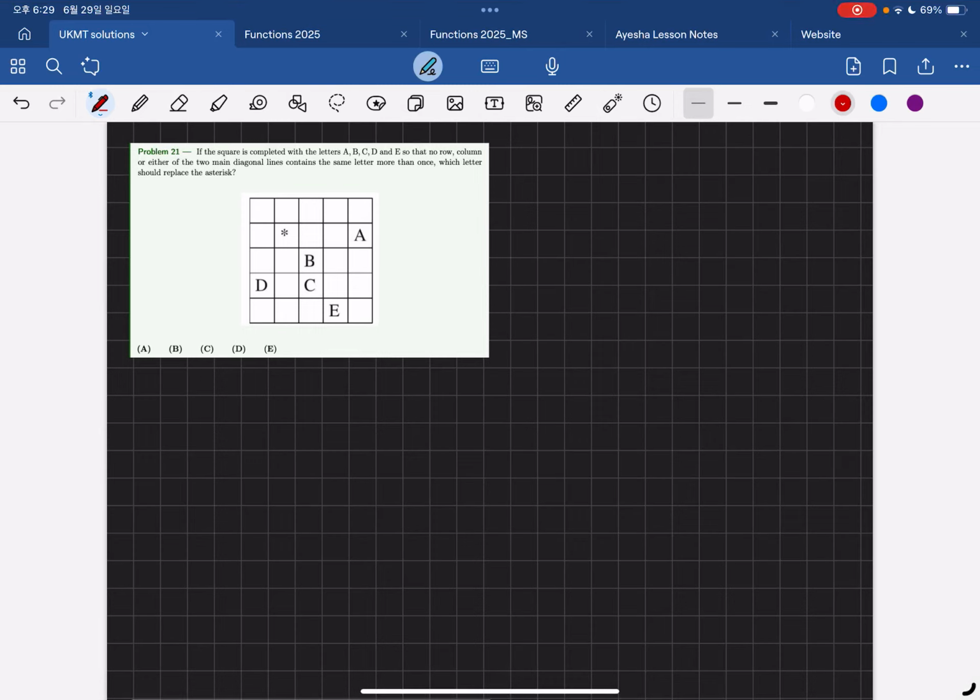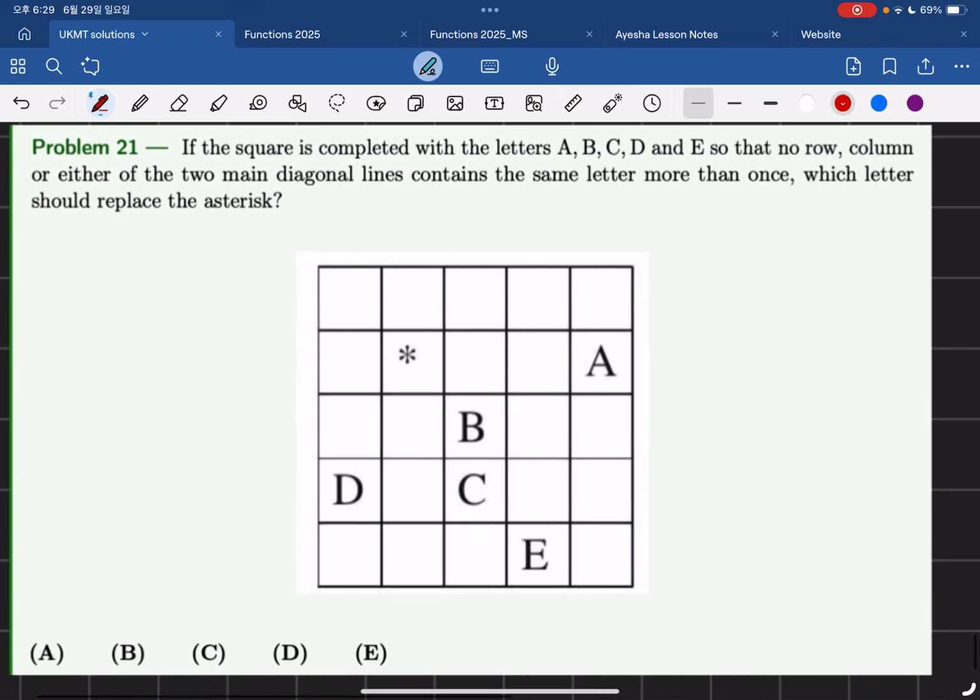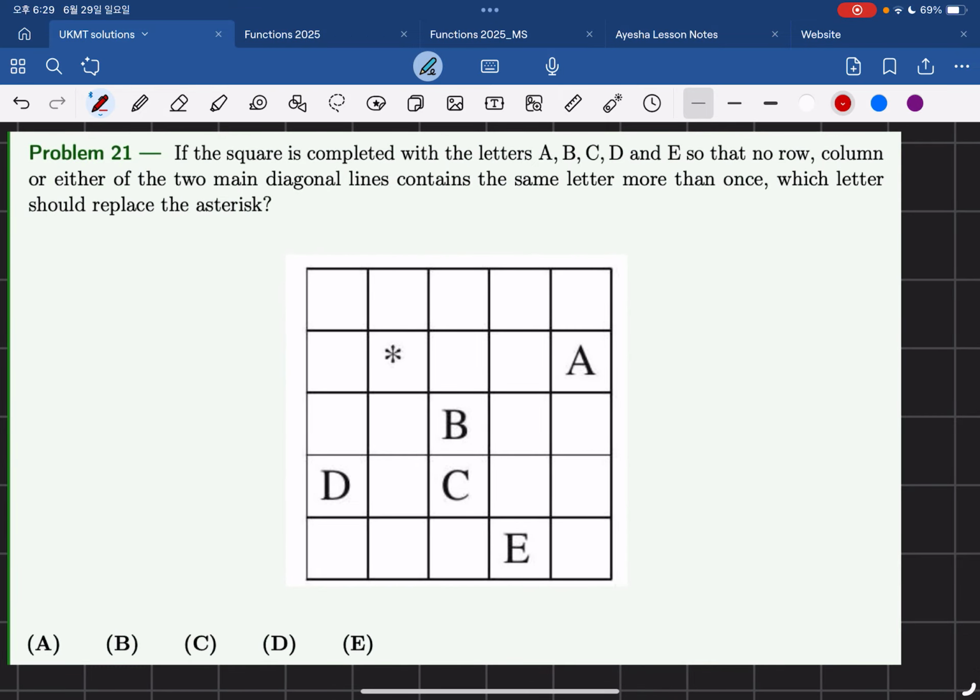Today we're going to solve set 4 problems 21 and 22. Problem 21. If the square is completed with the letters A, B, C, D, and E, so that no row, column, or either of the two main diagonal lines contains the same letter more than once, which letter should replace the asterisk?